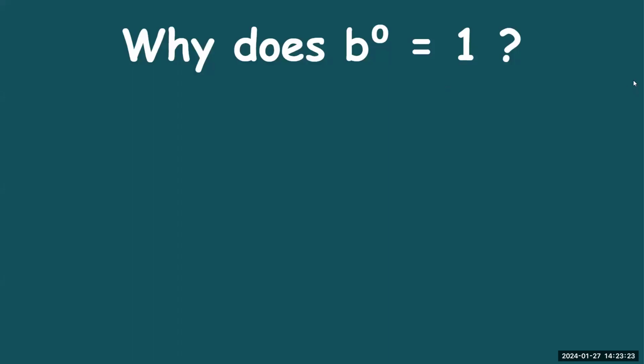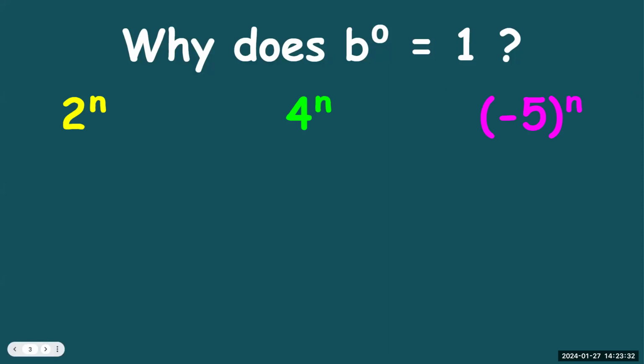In this video, we're going to explore why any base value taken to the power of 0 will give us an output of 1. We're going to explore this with 3 different examples. We'll spend some time with 2 to the power of n, and then quickly move through 4 to the power of n and a base of -5 in parentheses taken to the power of n.